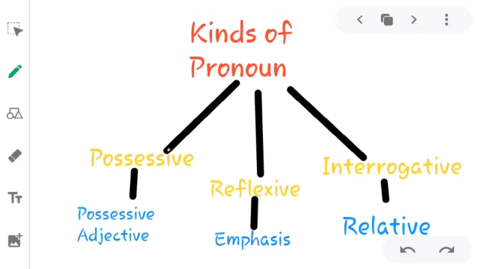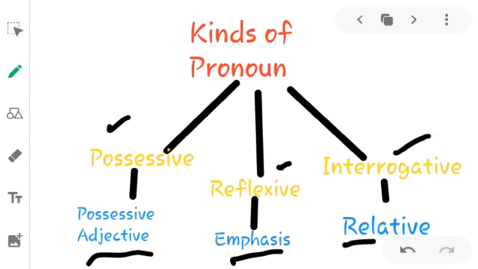In this video we are going to discuss other types, like possessive pronoun. In possessive pronoun we are also going to discuss possessive adjective. In reflexive pronoun we are also going to study emphasis, and in interrogative pronoun we are also going to study relative pronoun.